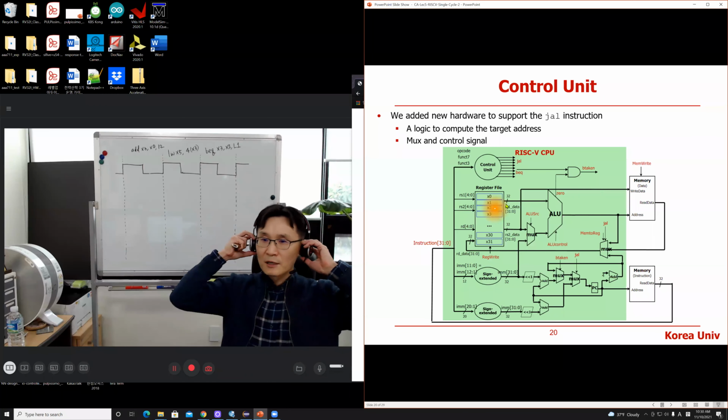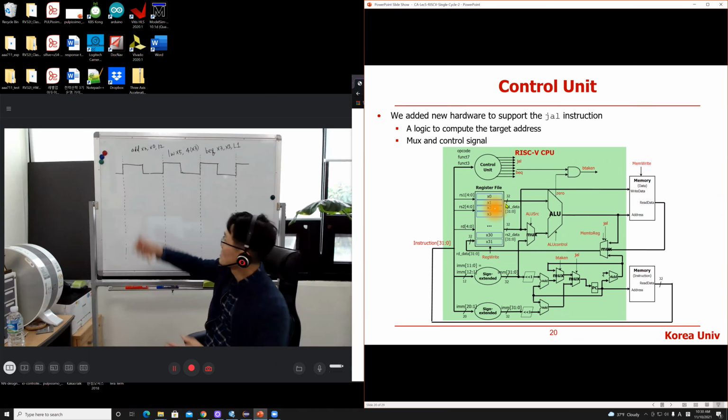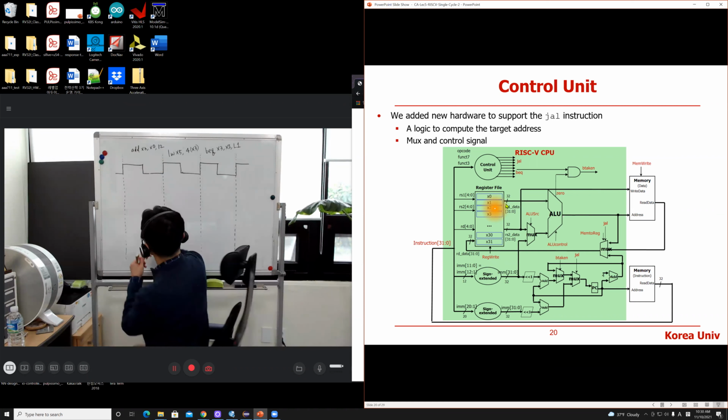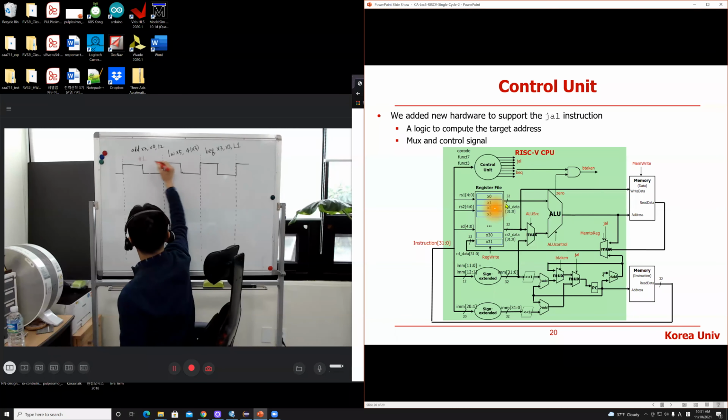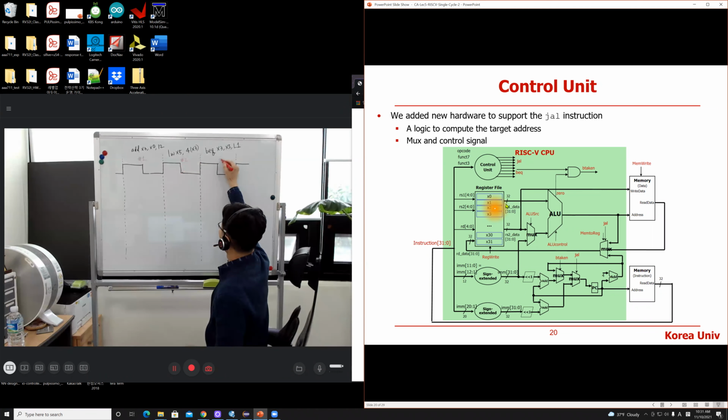Okay, let's get started. We have finished the single cycle CPU design last time, and the question is, what is single cycle CPU? Single cycle CPU: each instruction is executed in one clock cycle, right? So in this example, the addition instruction is executed in clock cycle number 1, and the next instruction, the LW instruction, is executed in clock cycle number 2, and this one, number 3.